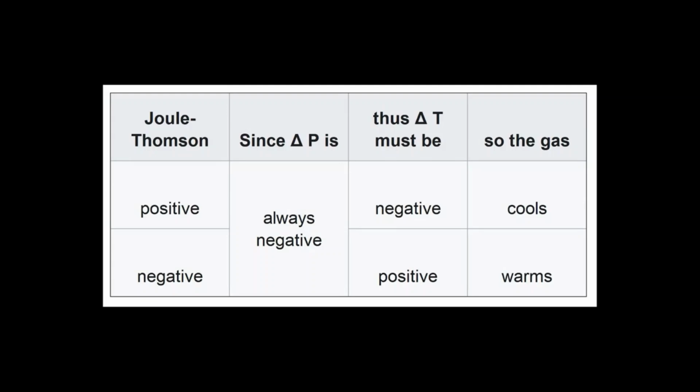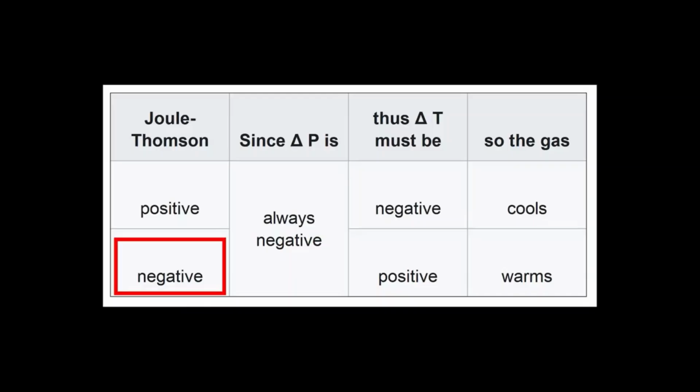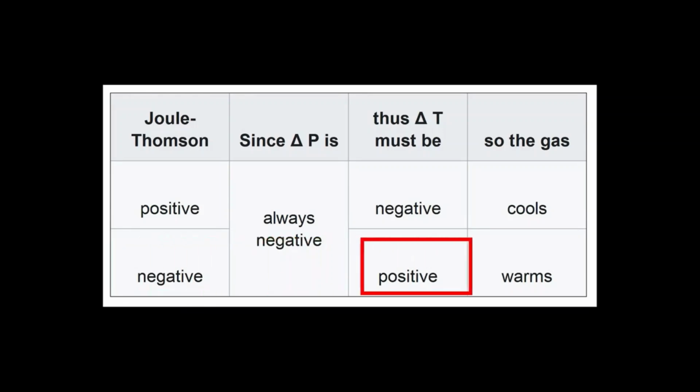If the Joule-Thomson coefficient is positive, then the gas expands and the temperature drops. But there are some gases that have a negative Joule-Thomson coefficient at room temperature. These gases are hydrogen, helium, and neon. This means that when the pressure drops across the valve and the gas expands, the temperature actually increases.